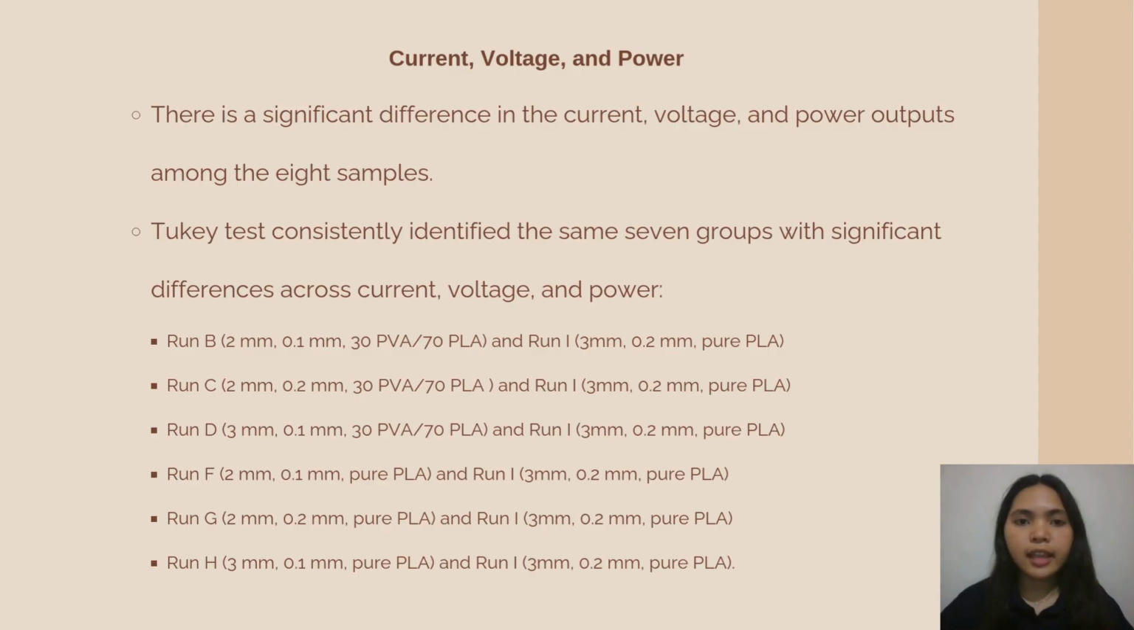Statistical analysis at alpha equals 0.05 revealed significant differences in current, voltage, and power outputs among the 8 samples. The two key tests identified 7 pairings with significant performance differences, all involving run I, except for run E.